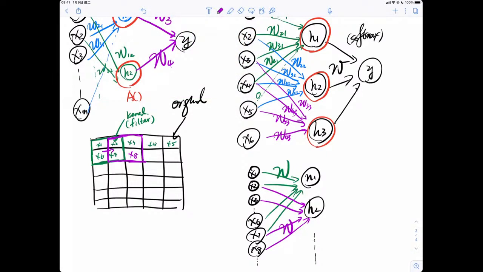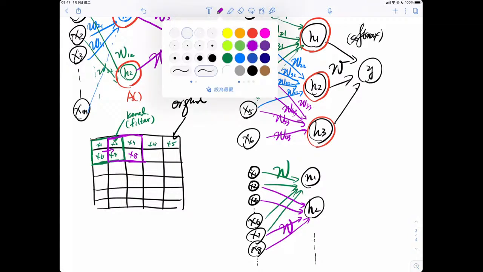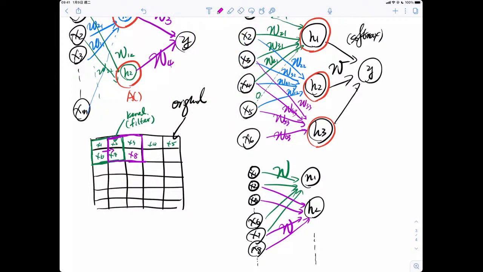Those 4 weights, which we usually describe as the size of the kernel, is 2 by 2. So we have 4 weights right here. We continually move the kernel through the entire 2D image.